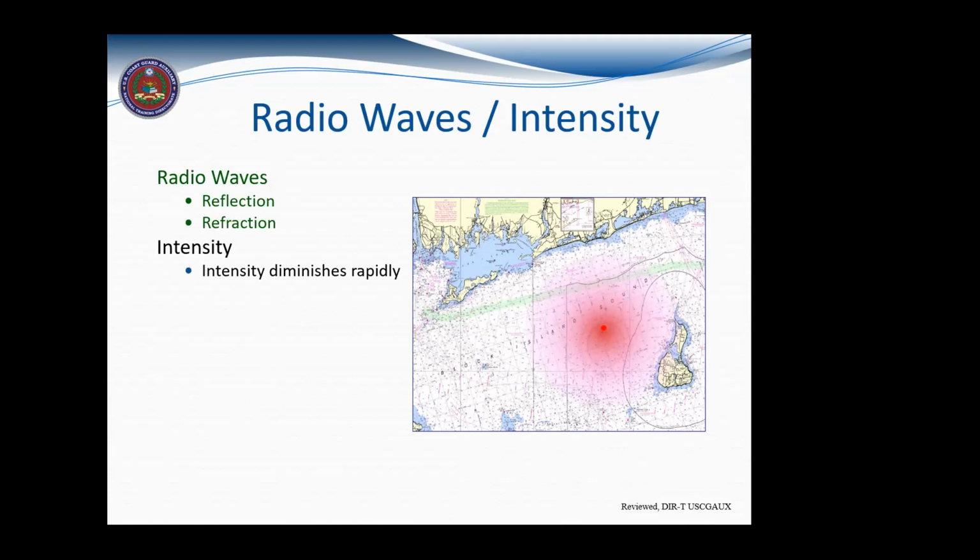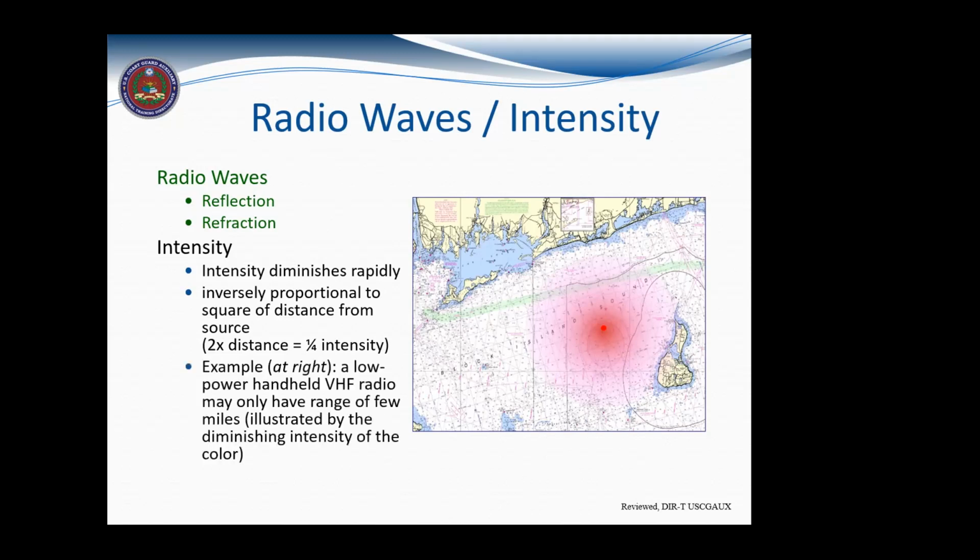The intensity of the signal will be determined by the type of antenna that you're using and the amount of power that's being used to generate the signal. Generally, the power is going to be limited by regulations. The distance that your signal can cover will be inversely proportional to the square of the distance, which means the farther you go, the faster the signal will die out.